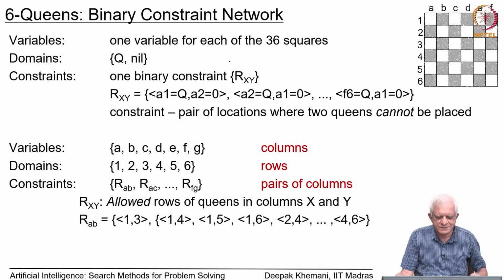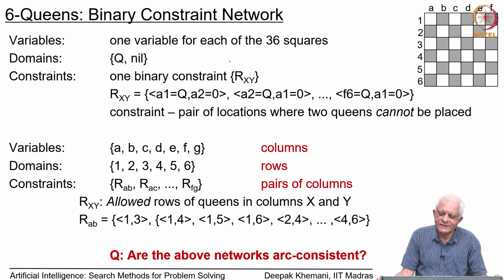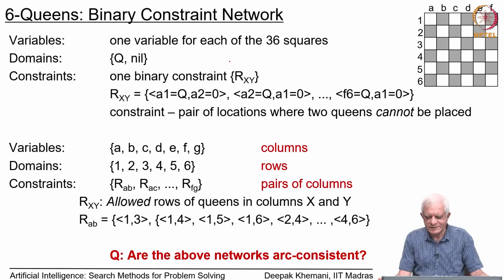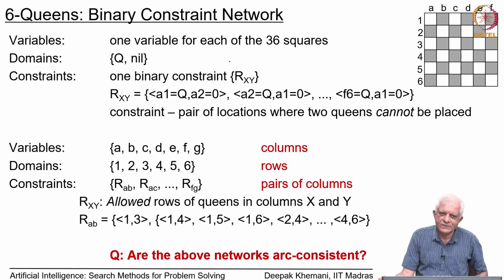But all these are consistent assignments, and you should try out the algorithm of R consistency and see that it is indeed the case. We had also looked at the n queens problem, in particular the 6 queens problem, and we had given these two formulations of the 6 queens problem. I will leave it to you to look at these networks and answer whether they are consistent, and if they are not, make them R consistent. That I will leave as a small exercise for you to do.